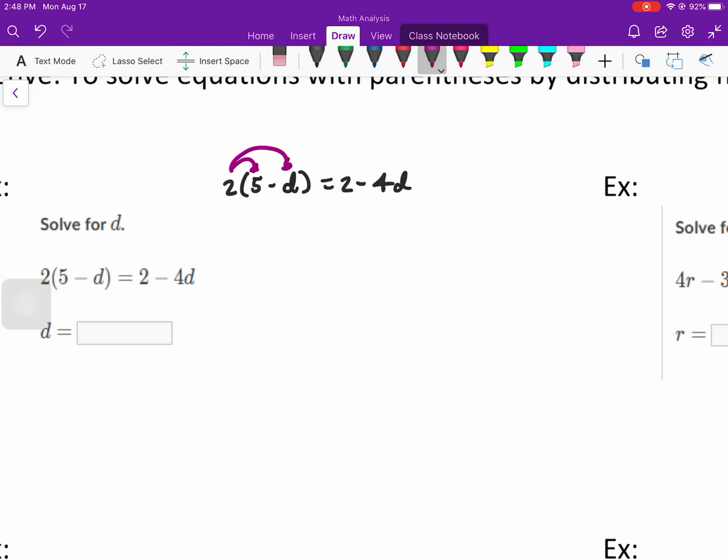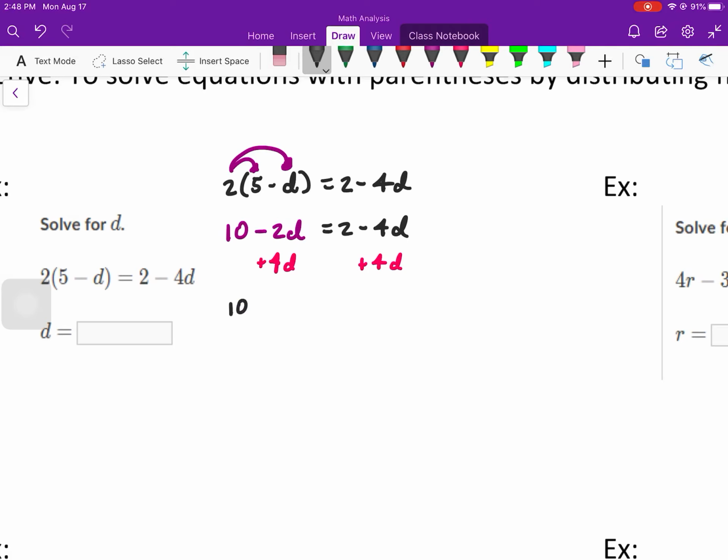2 times 5 is 10. 2 times negative d is negative 2d. So I have 10 minus 2d. On the other side, we have 2 minus 4d. Now it looks just like what we've been doing in class. I'm going to go ahead and just move this 4d to the other side. Remember, it's negative, so I'm going to add it to both sides.